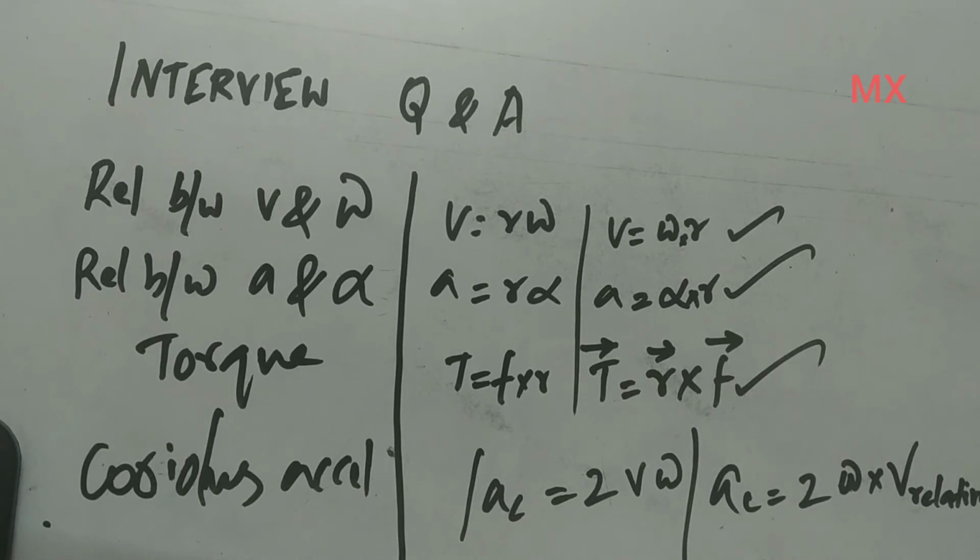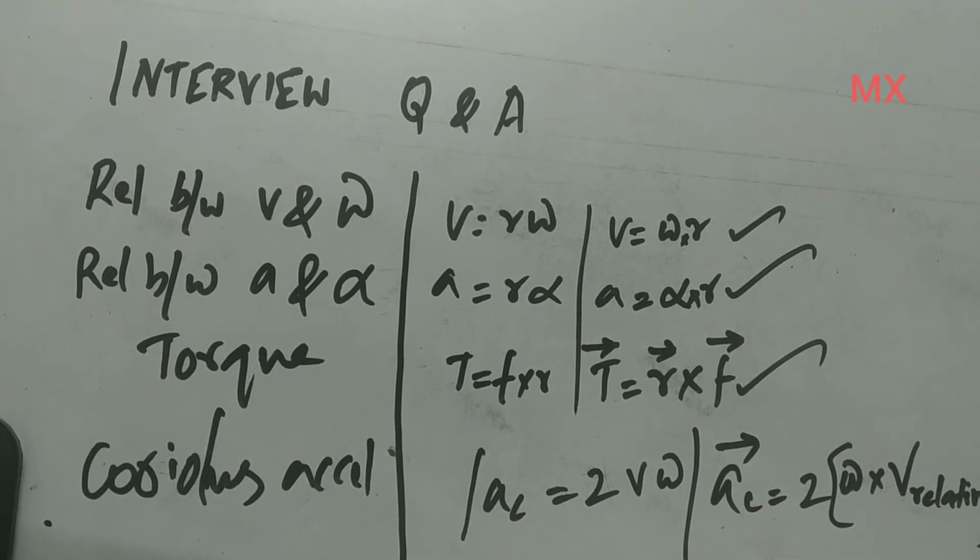See, if anyone asks what is Coriolis acceleration, you have to make sure that you tell Coriolis acceleration A vector, that is, it's also a vector. Please make sure that you are telling a vector here, right? 2 into omega cross V relative. If you are able to tell this one thing, it's very much enough, and it's very much okay. Like Coriolis acceleration, A vector equal to 2 into omega cross V relative. Please don't forget the term relative. It's very much important.